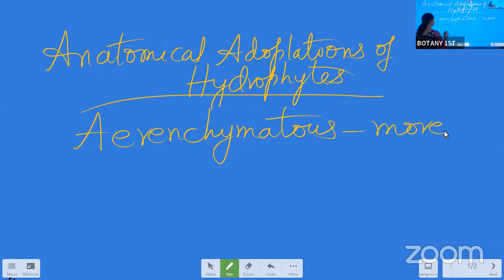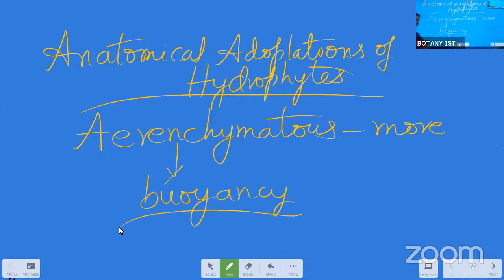So what is the importance of this? This helps in buoyancy in free-floating plants, and in submerged suspended plants. Example, Pistia and Hydrilla respectively. Free-floating Pistia, submerged suspended is Hydrilla. So I have given two words and I said the two examples. Both are related. Respectively means the free-floating is Pistia and the submerged suspended is Hydrilla.